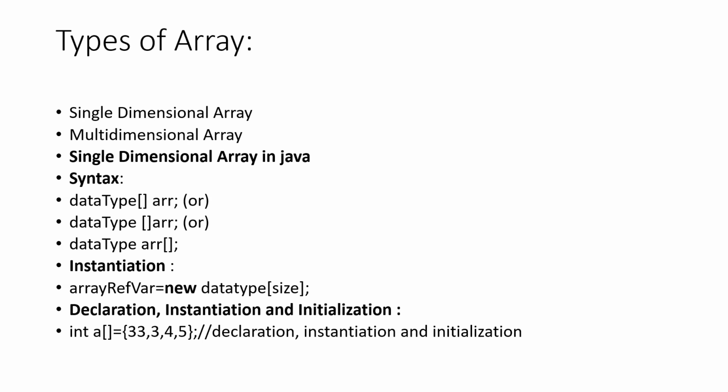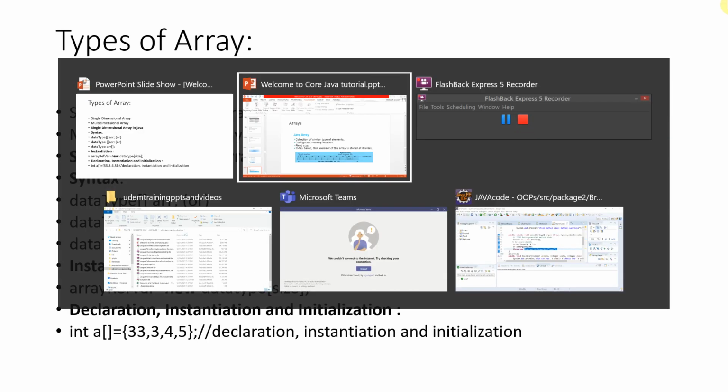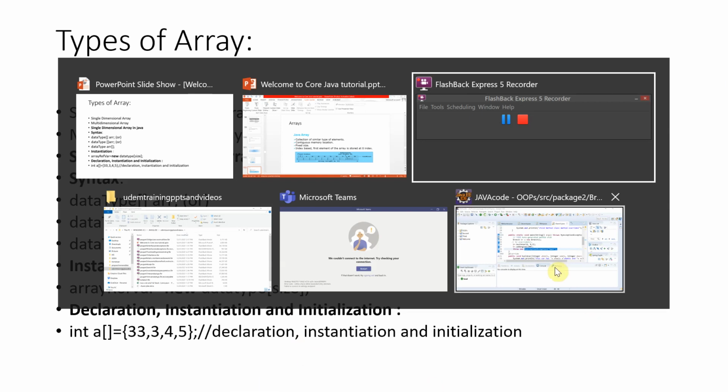And declaration, instantiation and initialization can be done at once. Like if you see int a with square brackets equal to, it immediately gets some data in it. So these are the ways in which you can create an array. So let's take a look at creating an array in Eclipse.